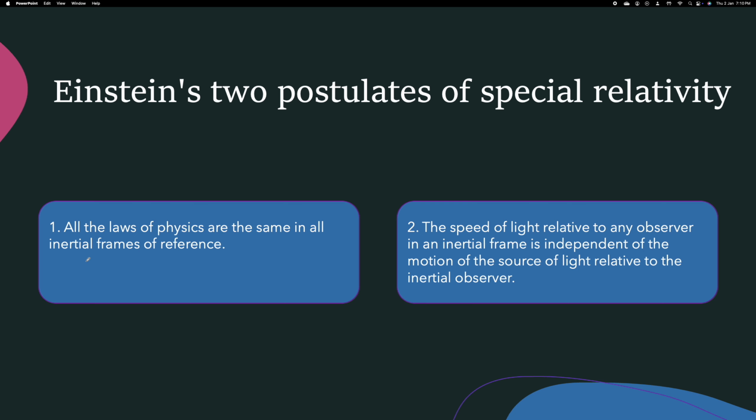It means that the speed of light is independent of the inertial frame, independent of any frame of reference. It can be the ground, it can be a train, it can be an aeroplane, no matter whatever frame you're talking about, the speed of light is independent. It is always a constant value, which is 3 times 10 to the power 8 meters per second.